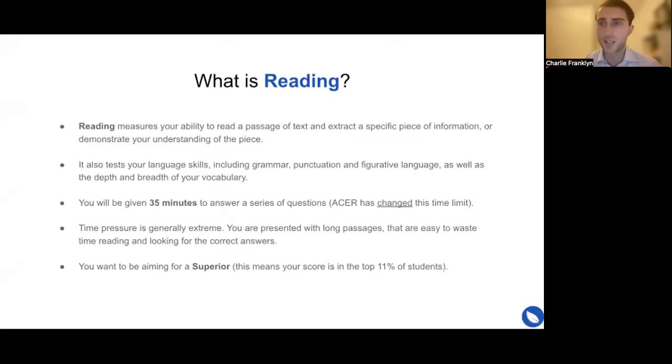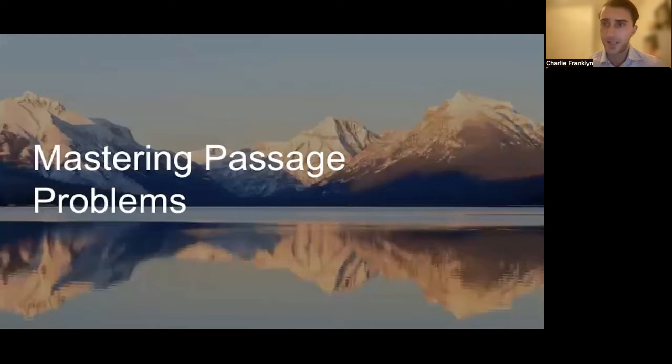And let's say if you guess 5, you're probably going to get at least 1, best case maybe 2 or 3, but definitely guess all the same thing. And so let's kick off with mastering passage problems, which is really what a lot of the exam is.